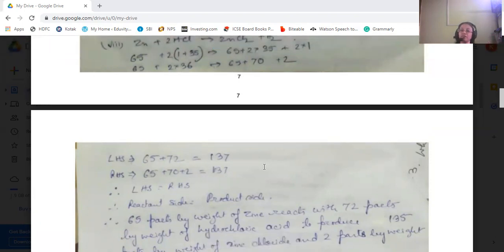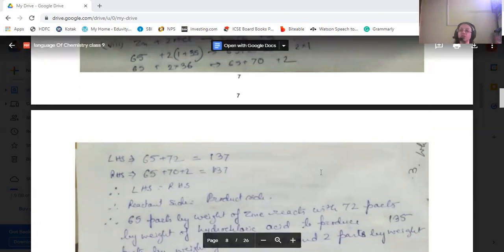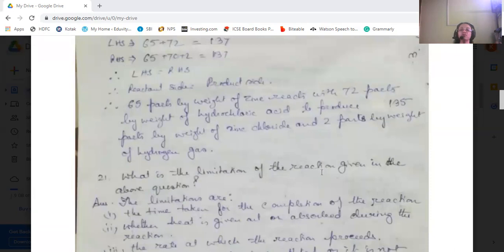That means the reactant side mass is equal to the product side mass. So 65 parts by weight of zinc reacts with 72 parts by weight of hydrochloric acid to produce 135 parts by weight of zinc chloride and 2 parts by weight of hydrogen gas. So all of these are the information we get from the above equation.